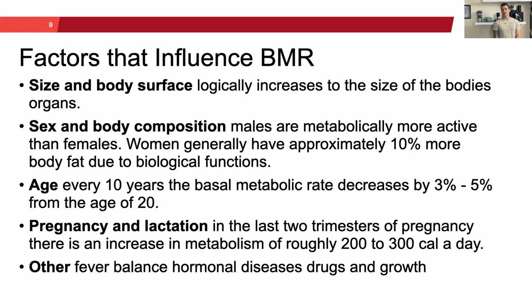Pregnancy then and lactation. In the last 2 trimesters of pregnancy, there's an increase in your metabolism by roughly 200 to 300 calories a day. So when people say they're eating for 2, that's not necessarily true. But in the last 2 trimesters of pregnancy, you will need to increase your intake by about 200 to 300 calories a day. And the other things that affect your BMR can be fever or sickness, hormonal imbalances, diseases, drugs, and growth. If you're a teenager or a child that's growing, then obviously that will affect your BMR.